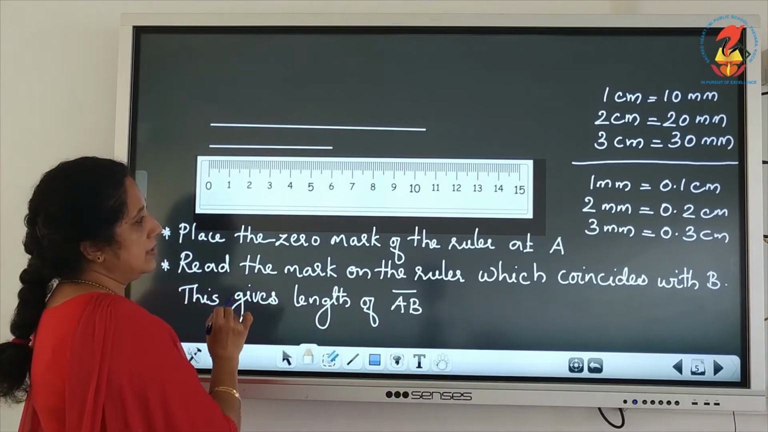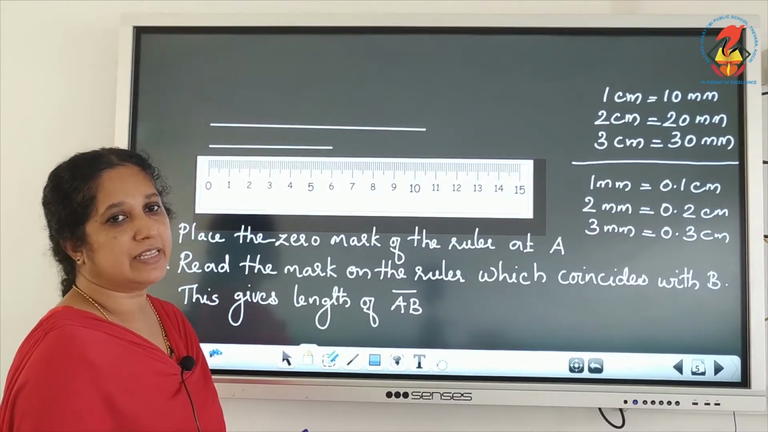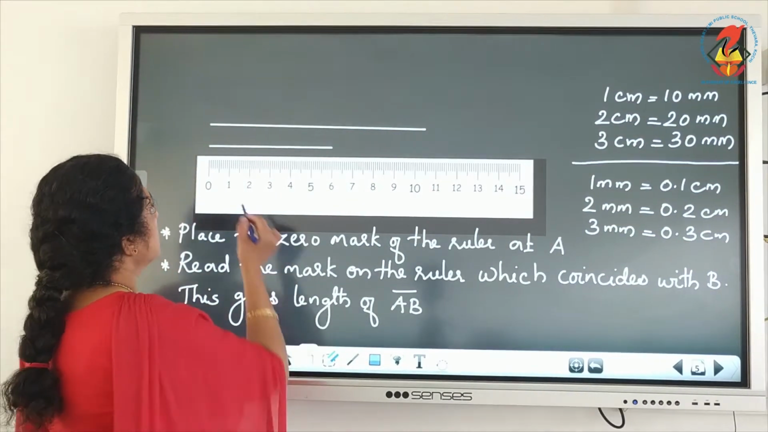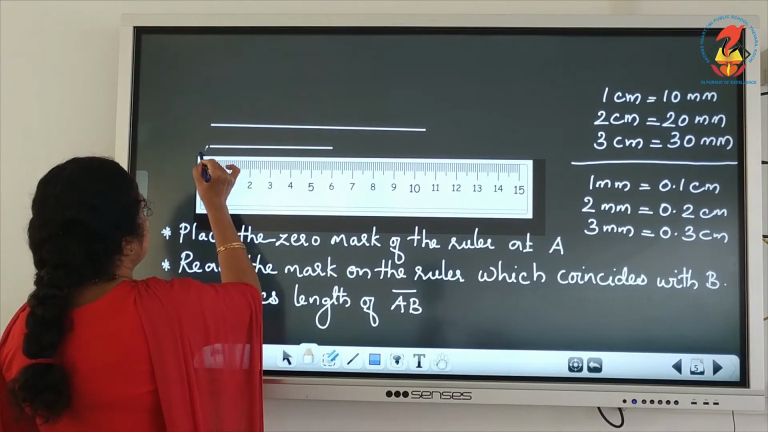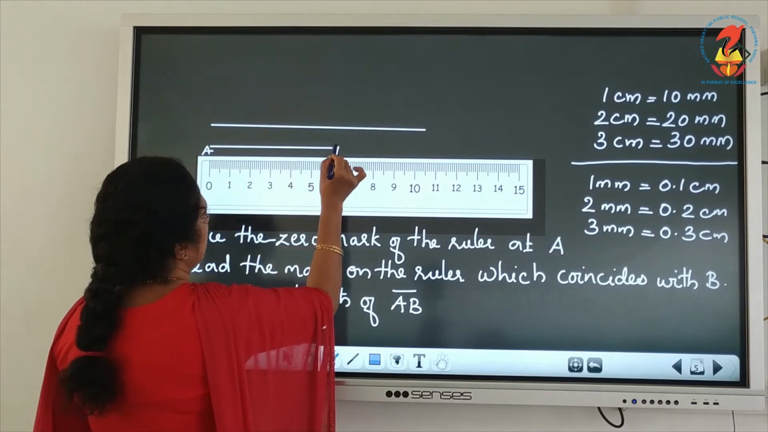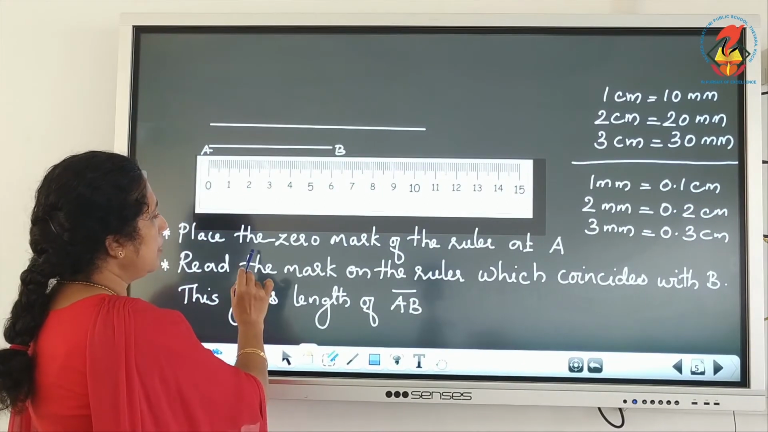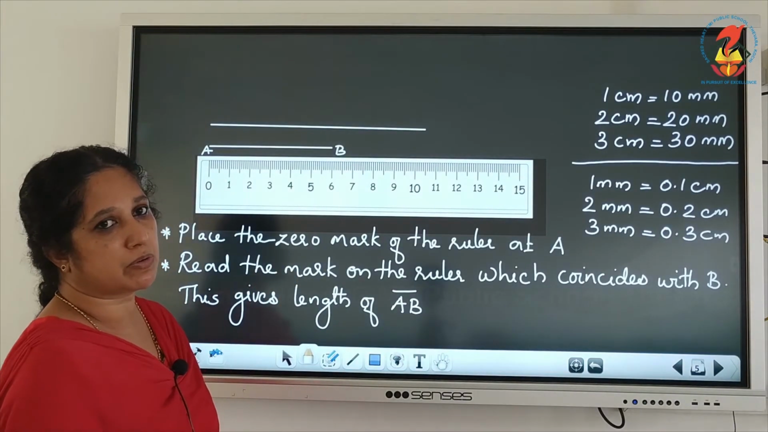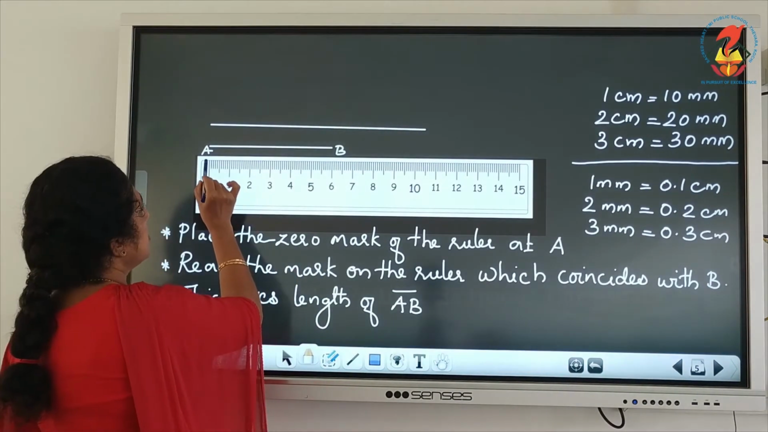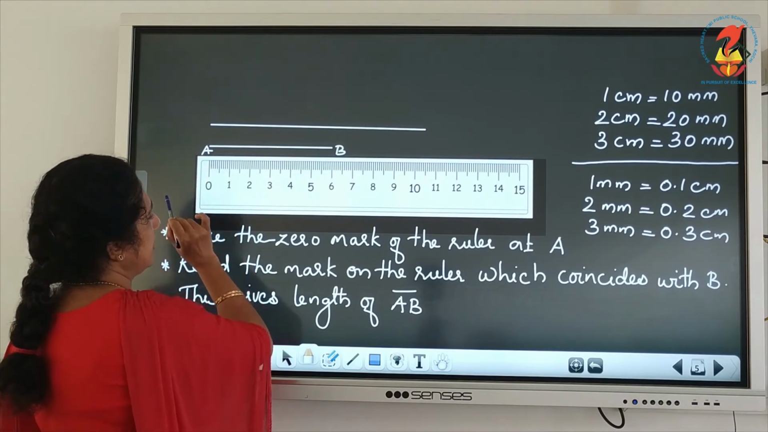Then look at that. How can you measure the length of a line segment? Suppose here the line segment AB is given. How to find out the length of the line segment AB? Now you have to place the 0 mark of the ruler at A.